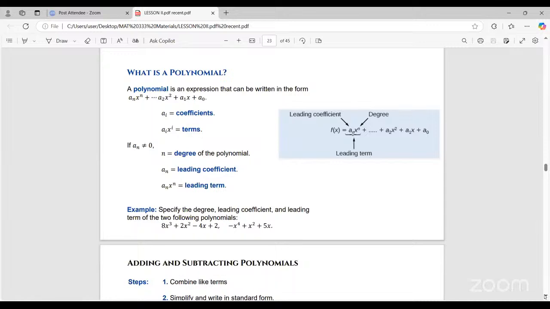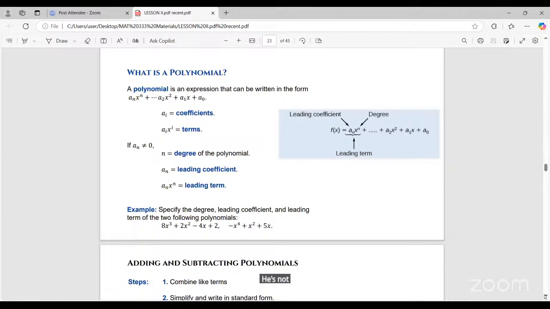8 is the leading coefficient. What is the leading term? 8x cubed, x raised to power 3. And what is the degree of the polynomial equation? The third degree, 3. Why is it 3?